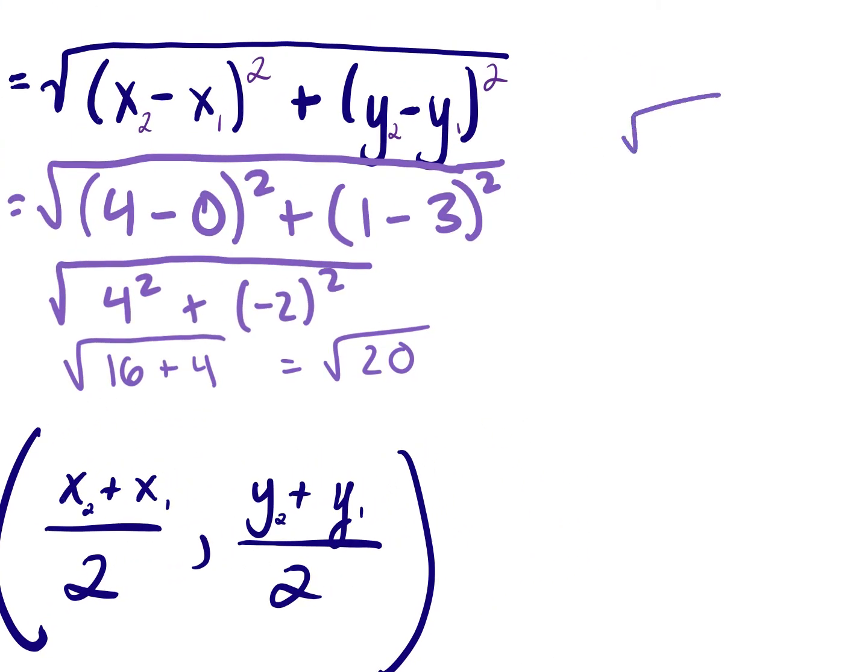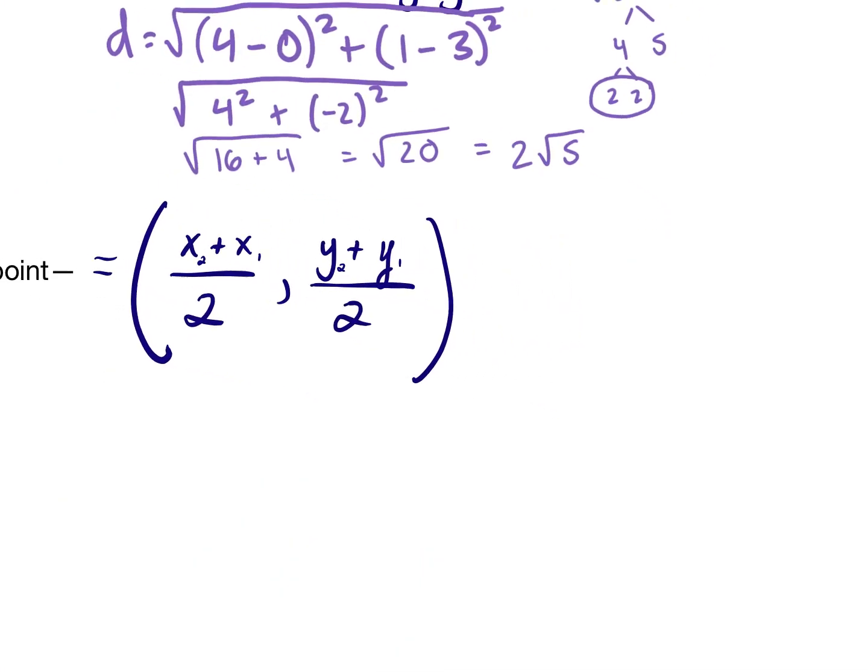Let's see, what are my factors of 20? 4 and 5. What are two factors of 4? 2 and 2. So if I have a pair, I could circle it. That number comes to the outside. So what would square root 20 simplify to? 2 square root 5. Next, let's find the midpoint.